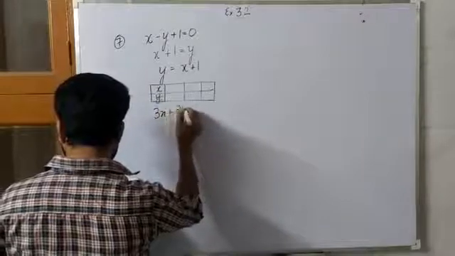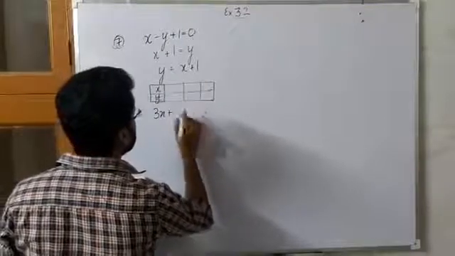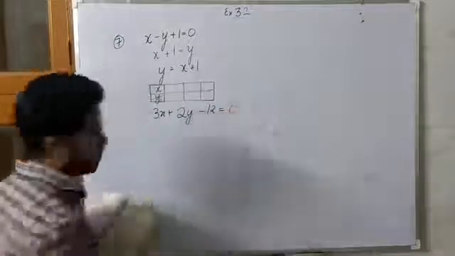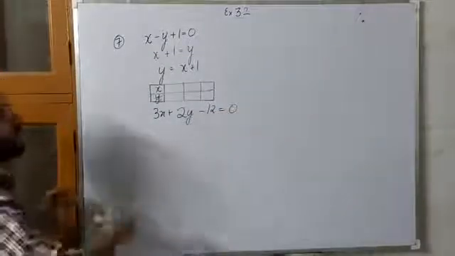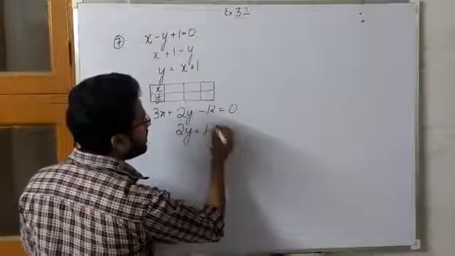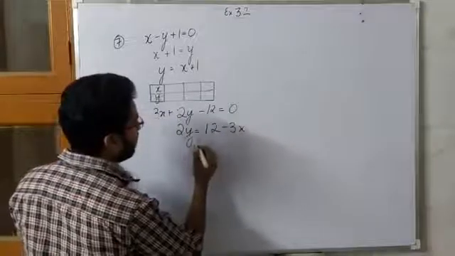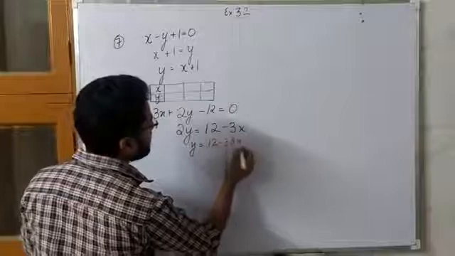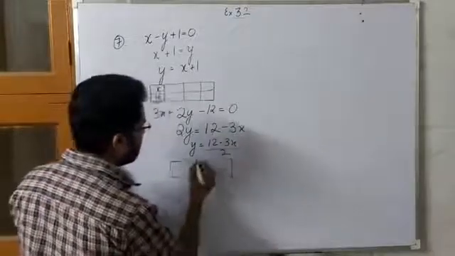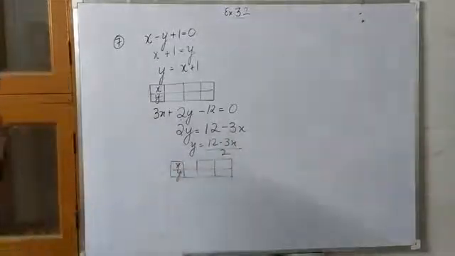3x plus 2y minus 12 equals 0, right? So what we will do, we will again find y in terms of x. 2y minus 12 will go that side and become plus 12, and plus 3x will go that side and become minus 3x. Now y will be (12 minus 3x) divided by 2. Now make the bracket, and put the values of x and get the value of y.